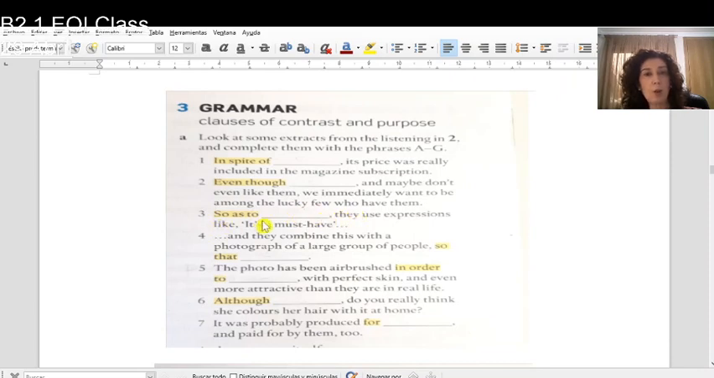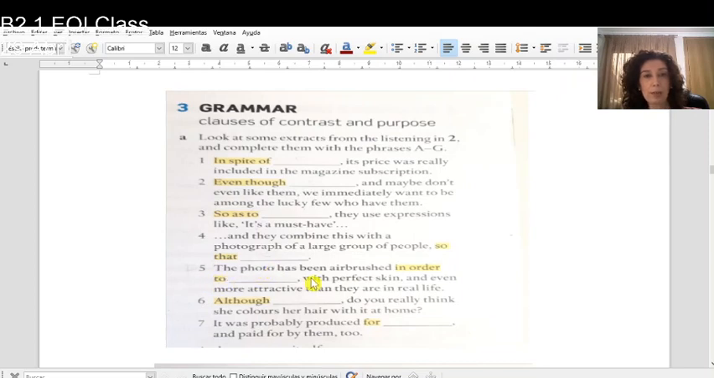3. So as to, we need a verb. They use expressions like, it's a must-have. A must-have es un must, debes tenerlo. 4. Muy esencial, imprescindible. And they combine this with a photograph of a large group of people. So that.